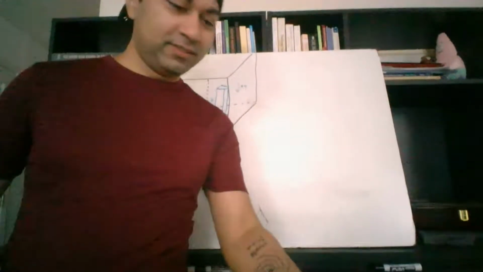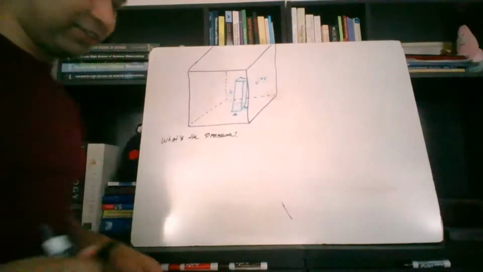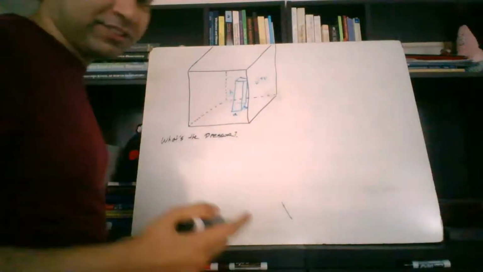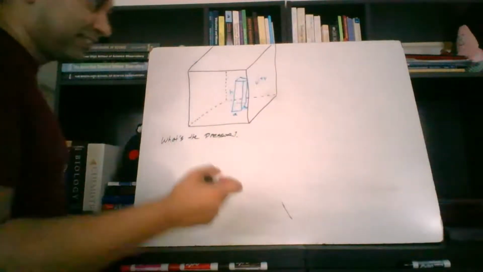C-Dubs is here. C-Dubs making an appearance. That's what celebrities do. They make appearances.